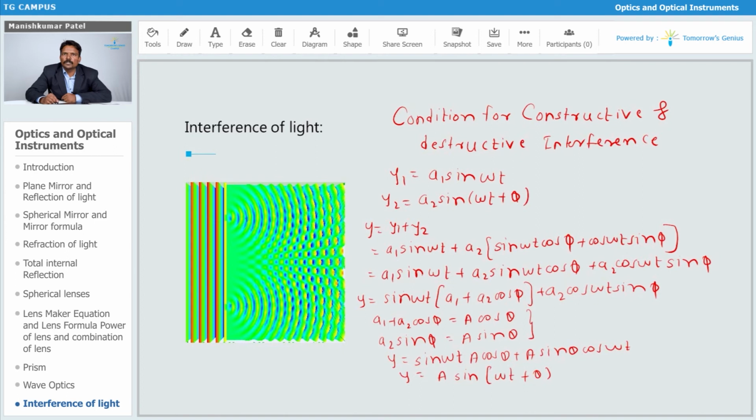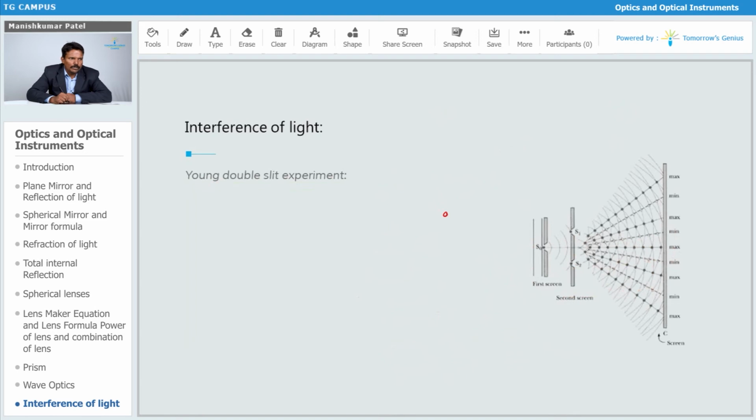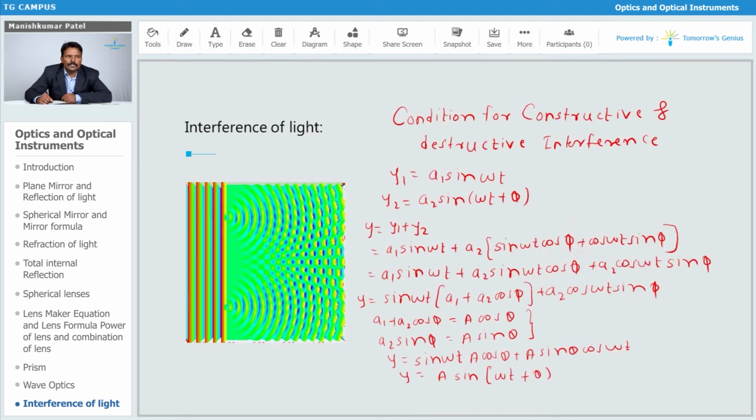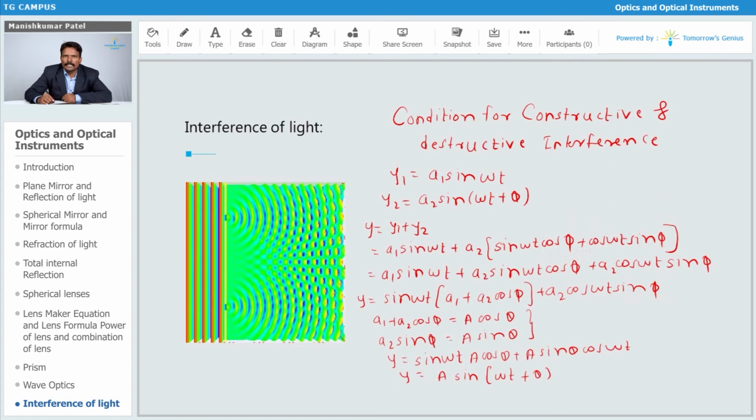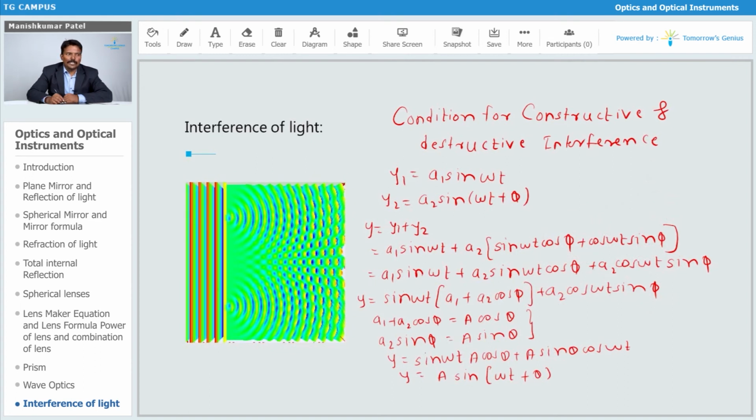So that is also a sine wave. Definitely, after interfering, the resultant wave is also a sine wave. That is how we can find it out. We can do one more thing, so that we can also find the condition in which you get the interference pattern. So this is how we can prove that the resultant wave is also a sine wave.